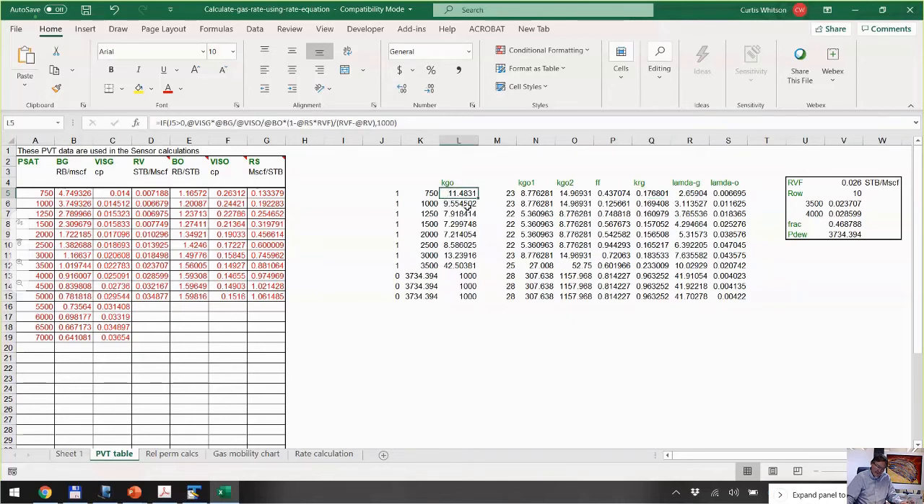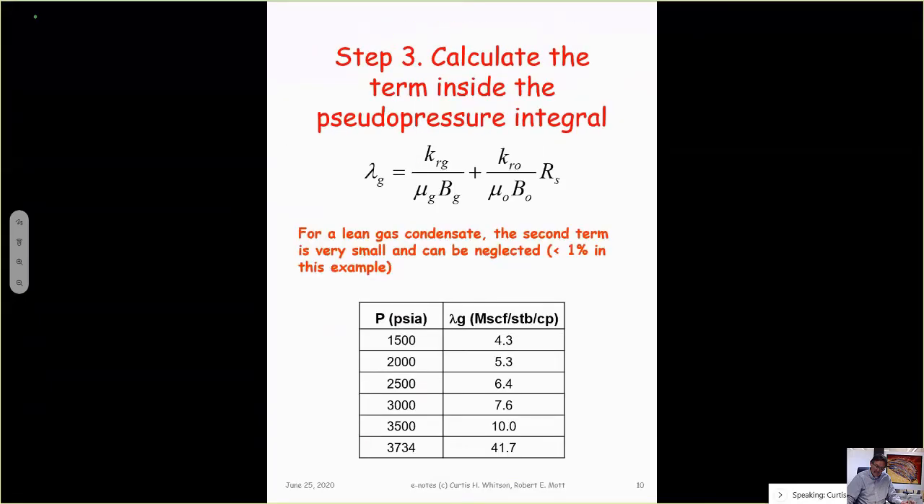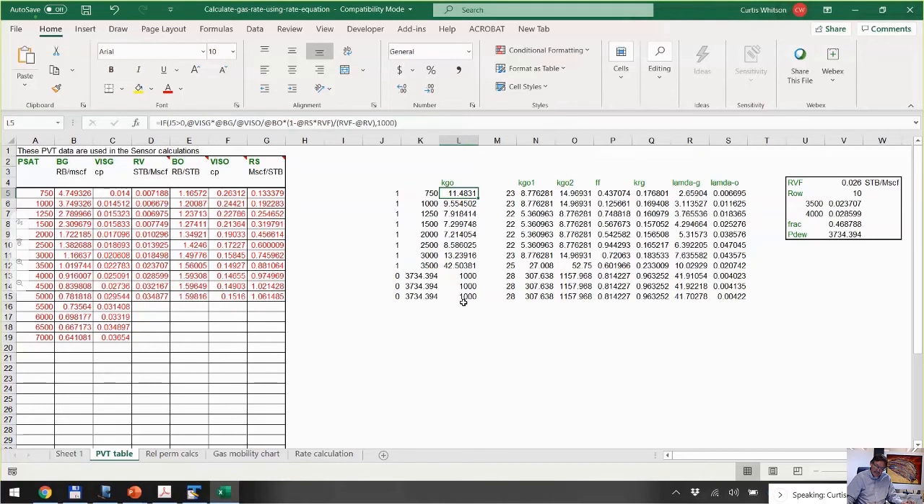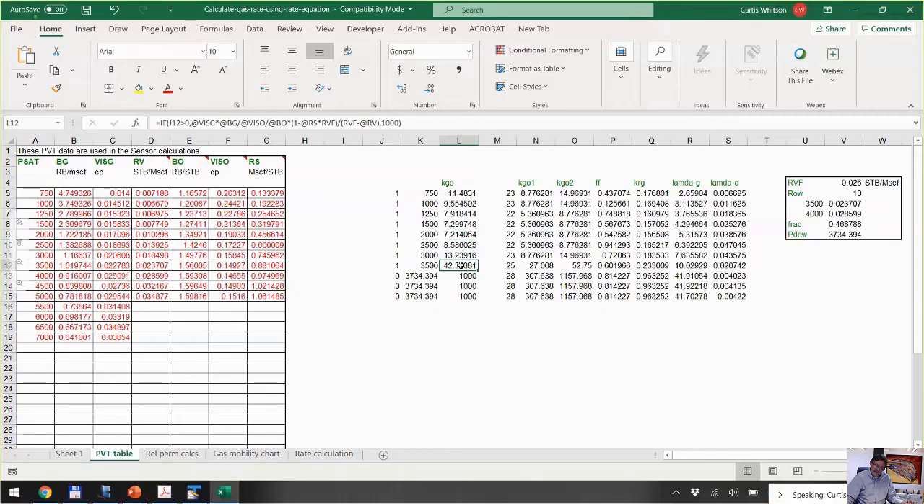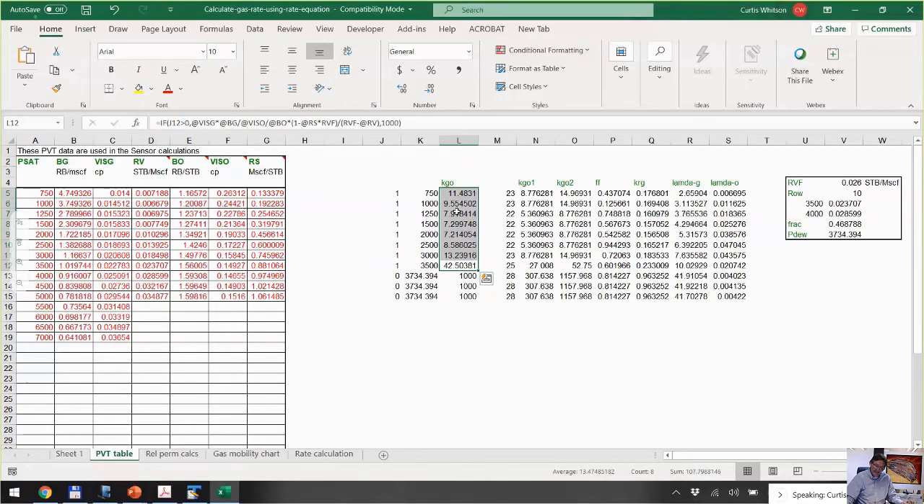This is the KGKO that was in the table here. 7.2. Yeah, it starts at 3,500, 42.5. So it's just these numbers here. That's exactly what we calculated yesterday, the KGKO. Same equation, Blackwell tables. And then he does something on indexing to get the interpolation to the KRG.